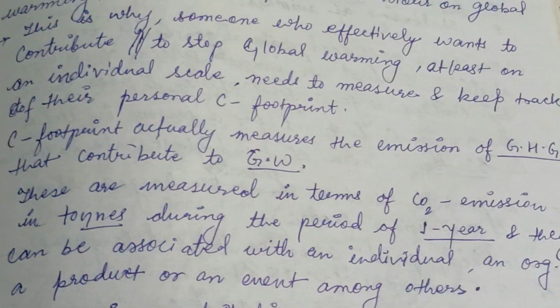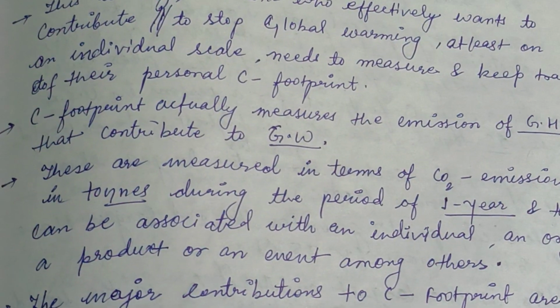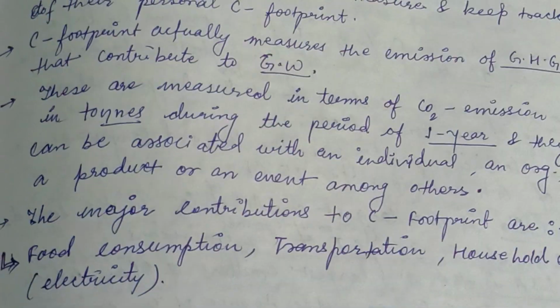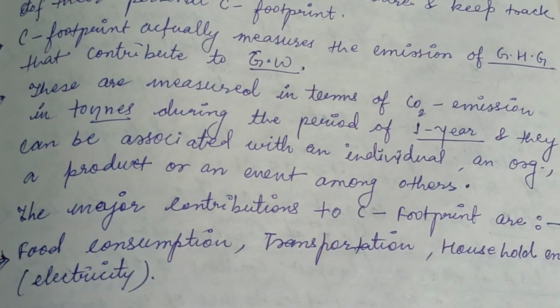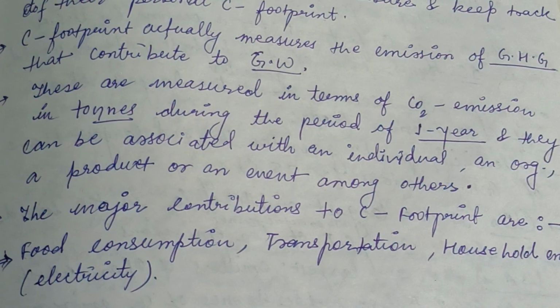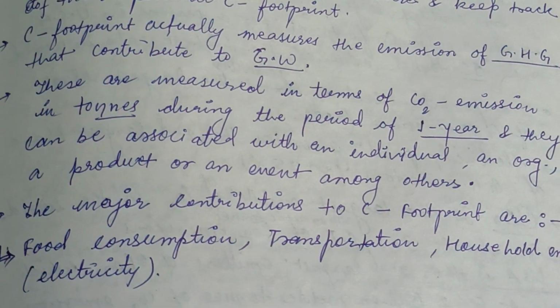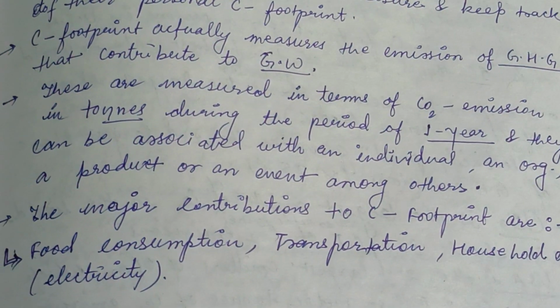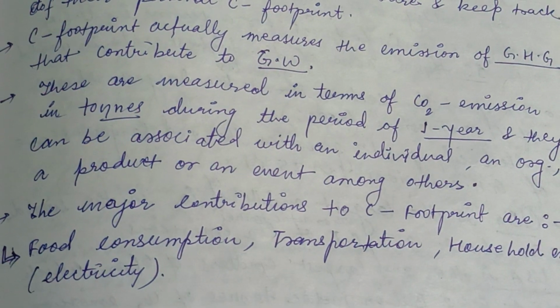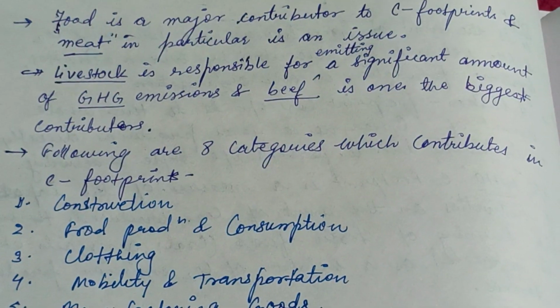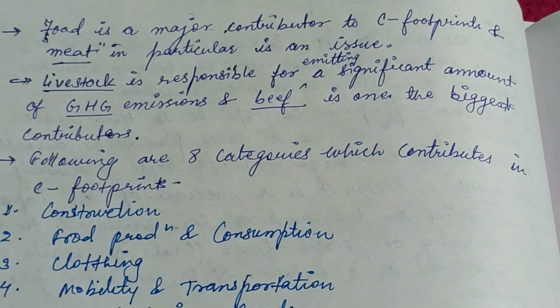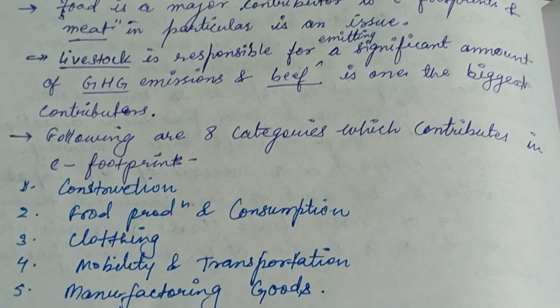So it's actually a measure of the emission of greenhouse gases that contribute to global warming. So these are measured in terms of CO2 emission in tons during the period of 1 year, and they can be associated with an individual, an organism, a product, or an event among others. So food is a major contributor to the carbon footprint, and meat is a particular issue.